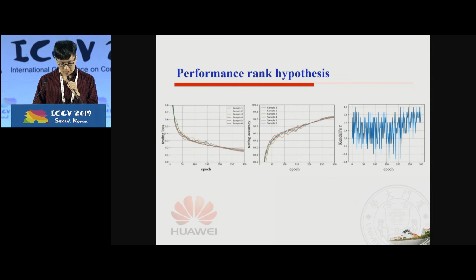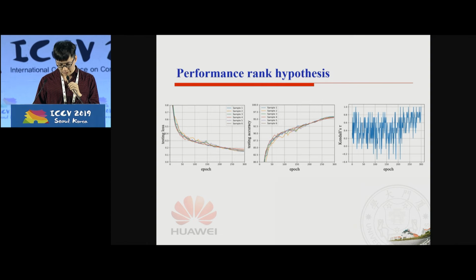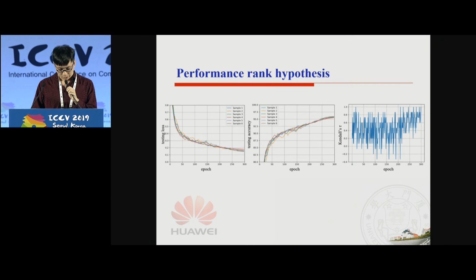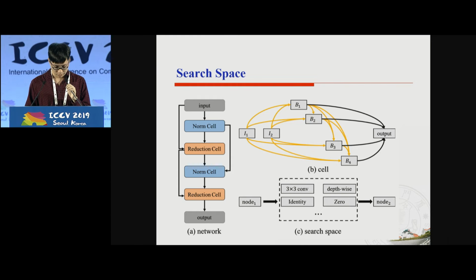And we also conduct corresponding experiments to validate the performance rank hypothesis. Similar observations are also consistent with the cell-based search space. We randomly sample six network structures in the search space and calculate the Kendall tau in every training epoch. The order consistency in every training epoch is reached about 75%. And this is the search space used in our paper.